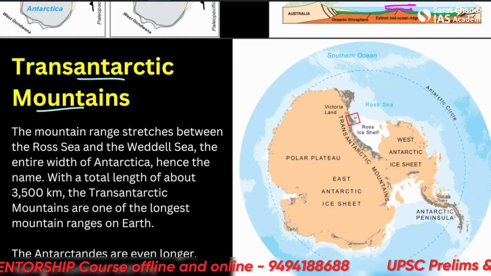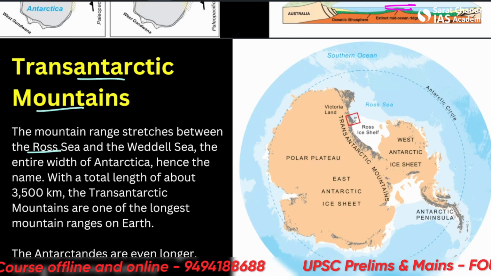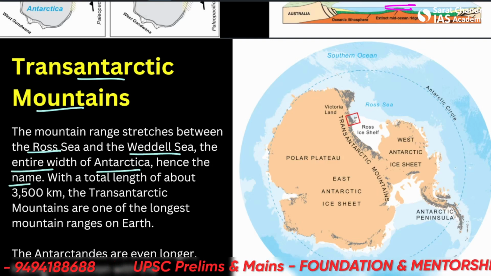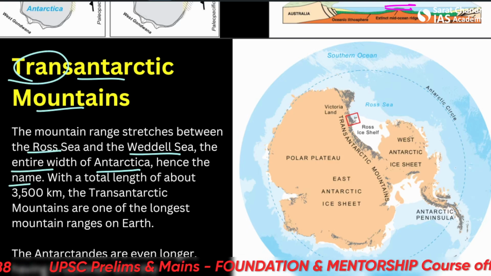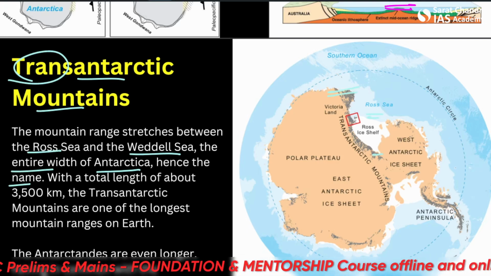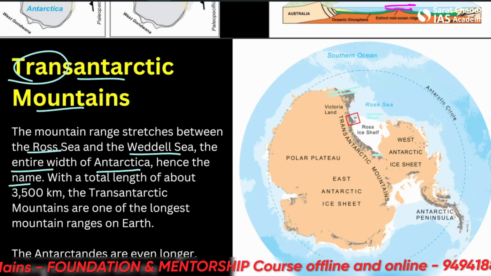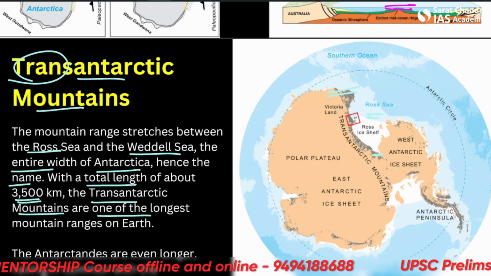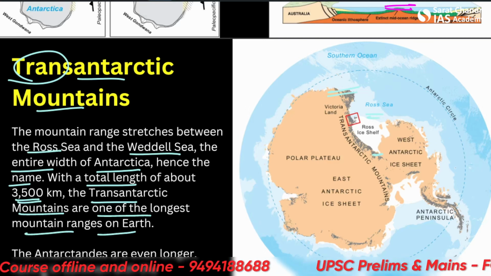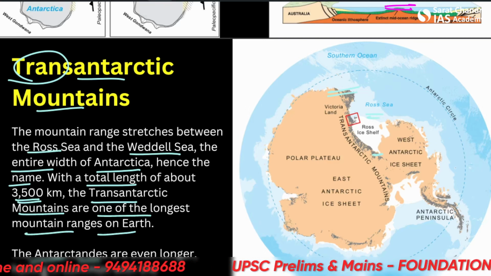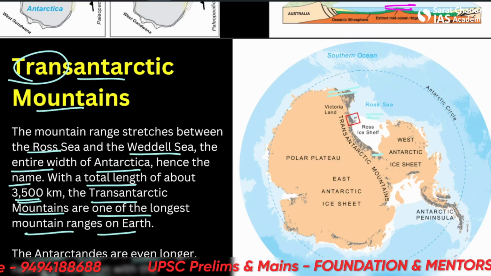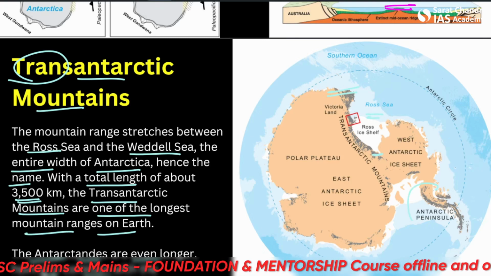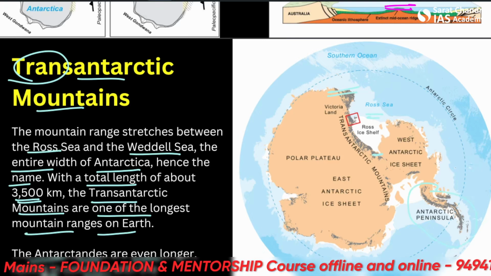The mountain range stretches between the Ross Sea and the Weddell Sea, the entire width of Antarctica, hence the name trans-Antarctic mountains. Alright. So this is the Ross Sea. This is the Weddell Sea here. With a total length of about 3,500 kilometers, the trans-Antarctic mountains are one of the longest mountain ranges on the earth. The Antarctic Andes are even longer, having a connection in common with the trans-Antarctic mountains. Alright, so we'll see them also. They're located at this part, in fact.